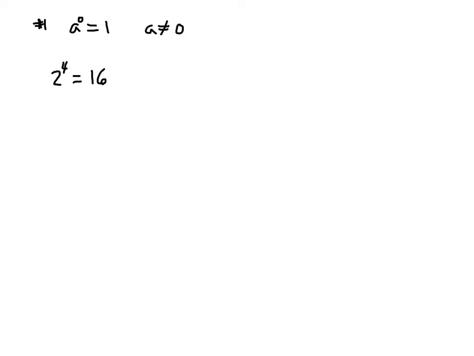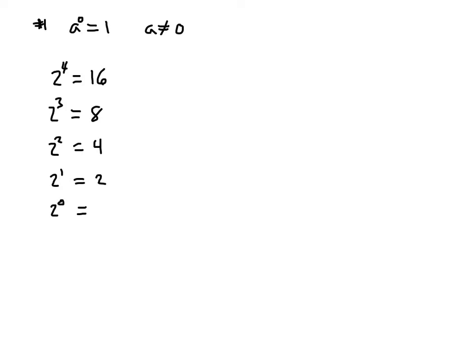Let's take a look at 2 to the 3rd power. 8, very good. How about 2 to the 2nd power? 4. 2 to the 1st power? 2. Now, obviously, this is the rule we're talking about. We're all saying, okay, that then is 1. But why is it 1? It's 1 because of this pattern.